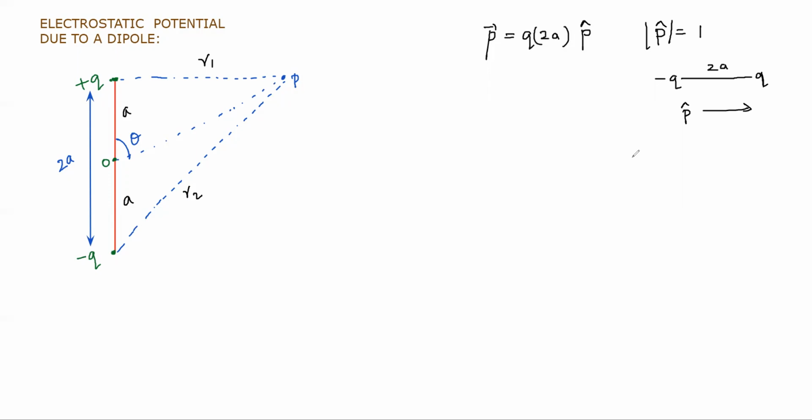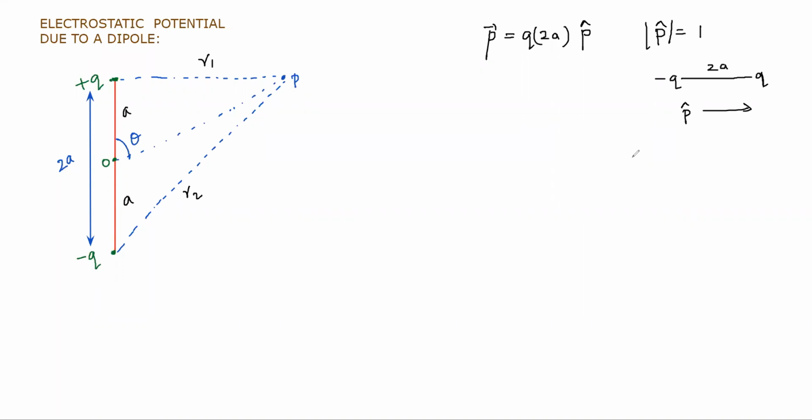And always remember, a pure dipole is nothing but an equal amount of positive charge and negative charge separated by a fixed distance. So that's an electric dipole, and the dipole moment is given by q into 2a. As I have already stated, a dipole consists of two charges, plus q and minus q. In this derivation, we are going to find the electric potential at the point P.